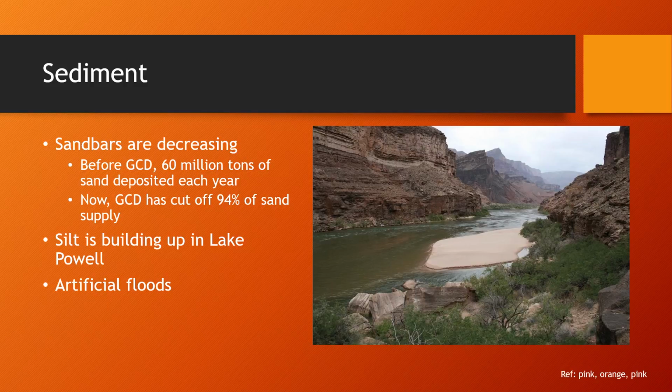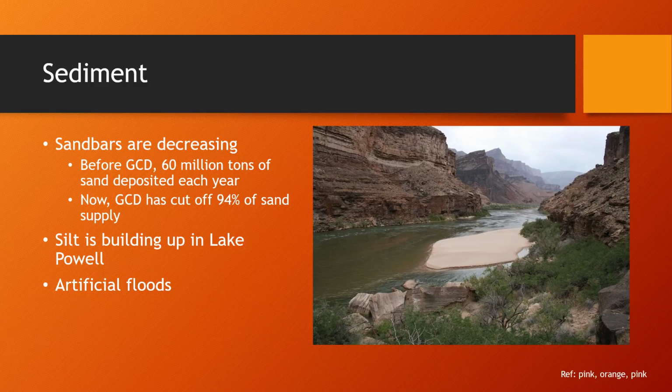We are now switching over to the negative effects caused by Glen Canyon Dam. Before Glen Canyon Dam was built, the Colorado River would flood every spring and occasionally times after. Approximately 60 million tons of sand would be washed in with the floods each year, creating sandbars along the banks of the river. Now that the dam is built, it cuts off 94% of the sand sediment from flowing down the river because it settles into Lake Powell.